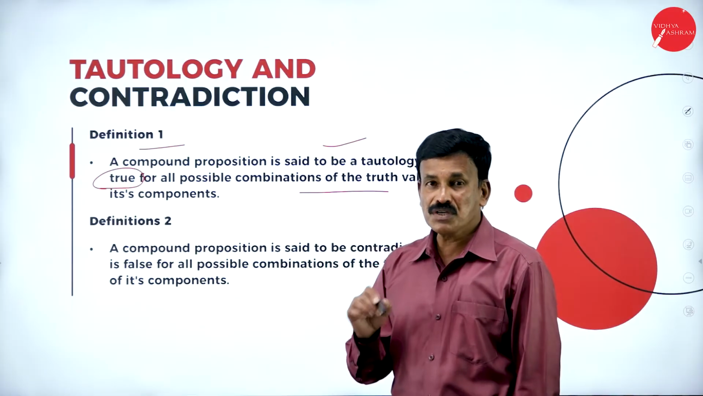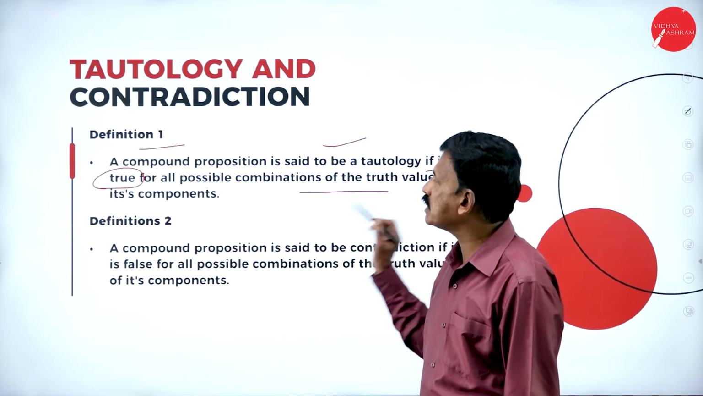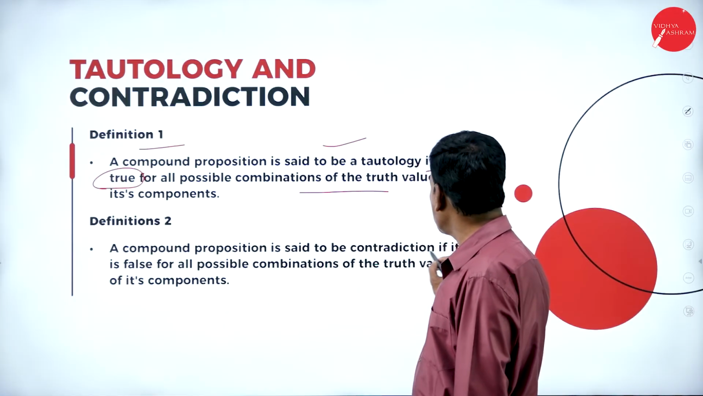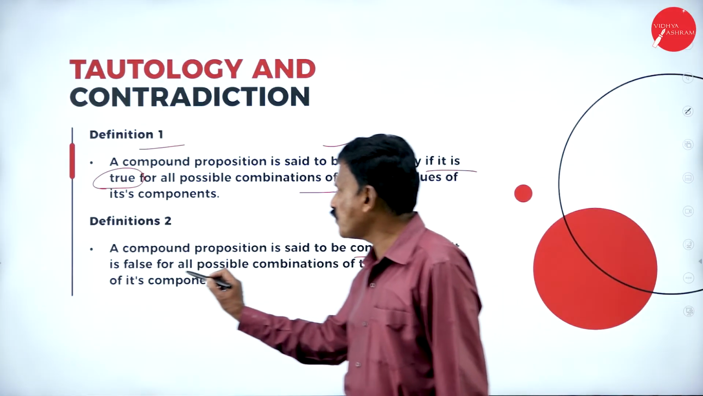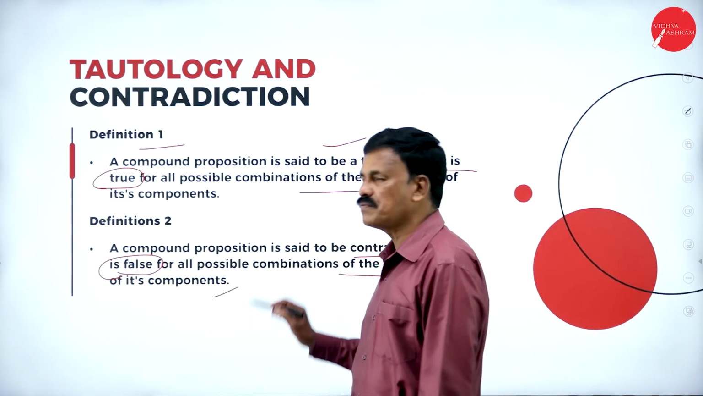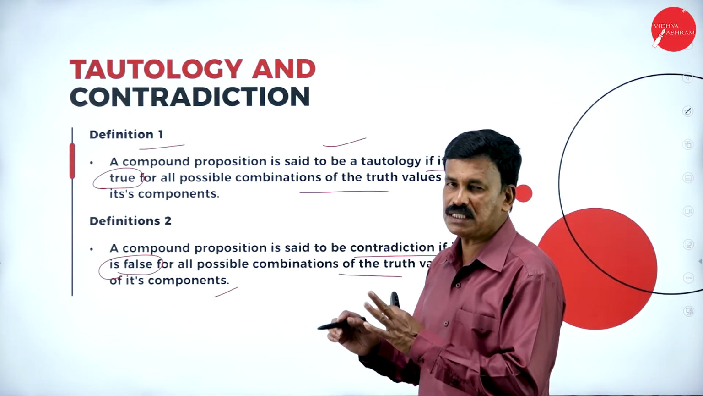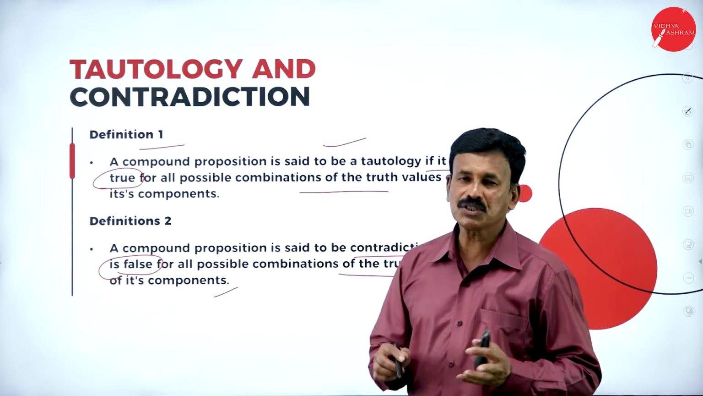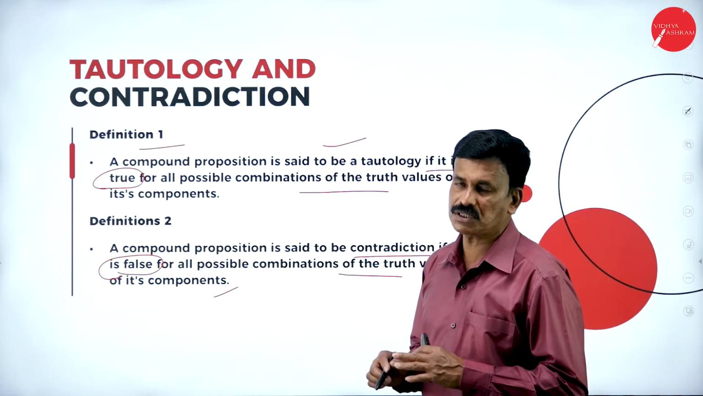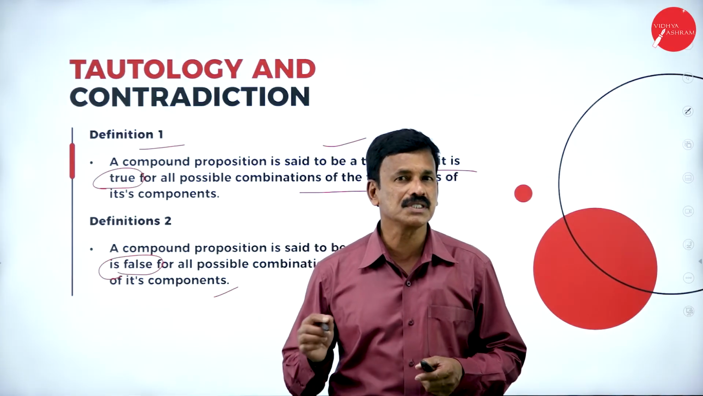Now, suppose we get F, if all the truth values are false, then it is called a contradiction. So, what is the definition of contradiction? A compound proposition is said to be a contradiction if it is false for all possible combinations of the truth values of its components. So, if all the truth values are T, it is a tautology. If all are false, it is a contradiction. Suppose we get true and false, then it is neither tautology nor contradiction.